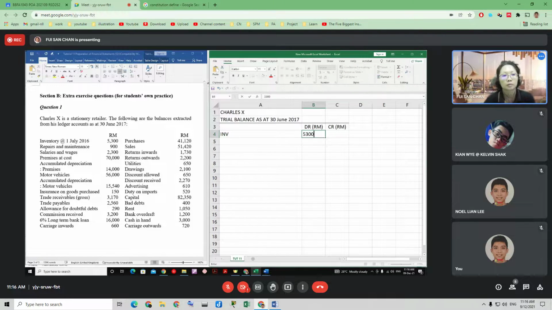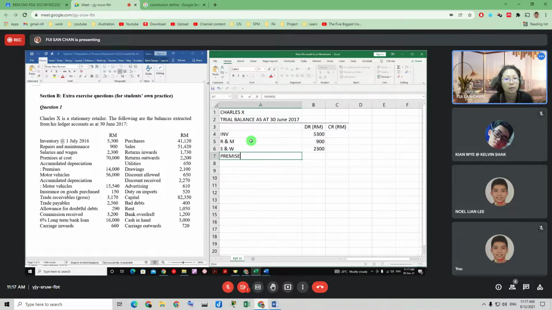Okay, so, right, debit. How about repairs and maintenance? Debit, because this is an expense, so it's on the debit. Okay, how about salaries? Salary and wages, debit or credit? Debit, because this is also expenses, salary and wages expenses.